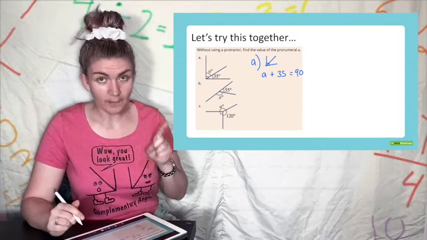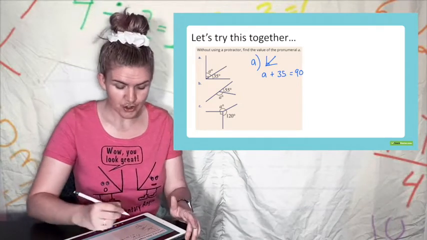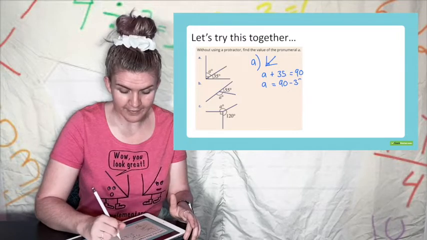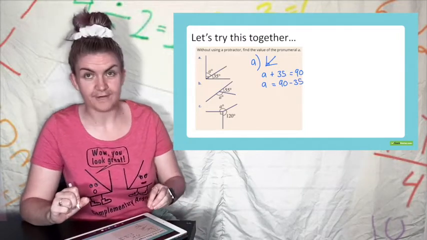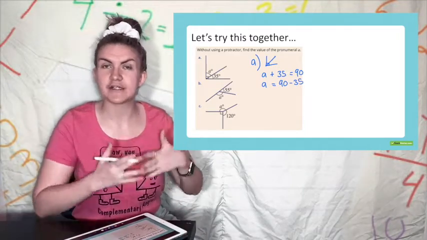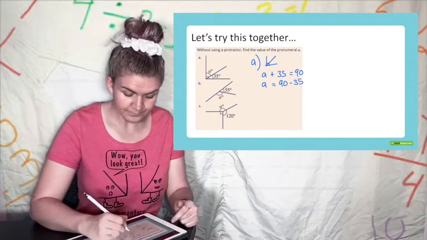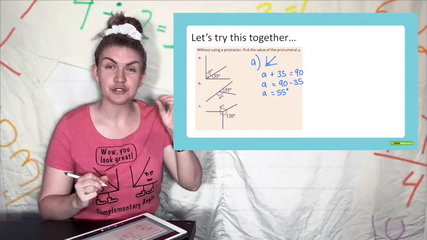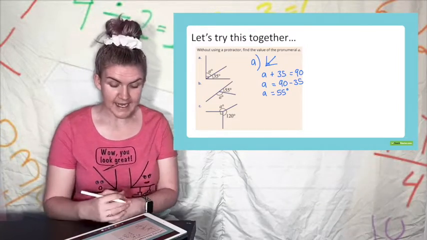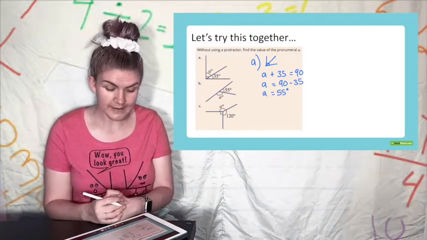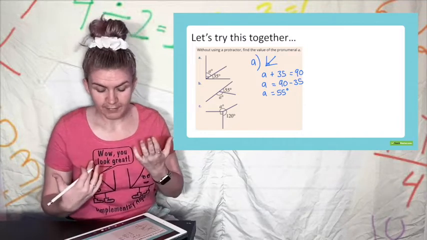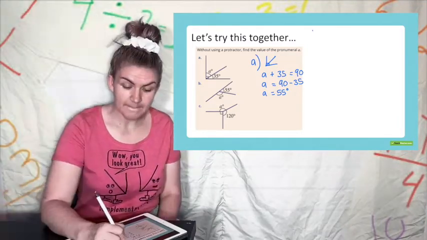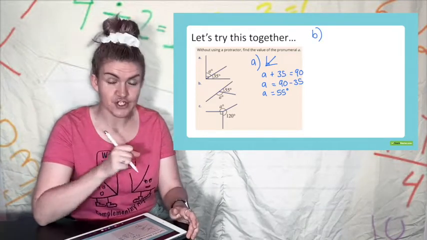Okay, now I've got a plus 35 equals 90. Now we know the opposite of plus is minus, so I'm going to go a equals 90 take away 35. If I take away the 35 from the 90, it'll show me how much is left over for the a. And that is 55. Now I must remember my little degrees symbol, and the size a is 55. I always like to do a quick check. 55 plus 35, that's 90. That's my complementary angle.